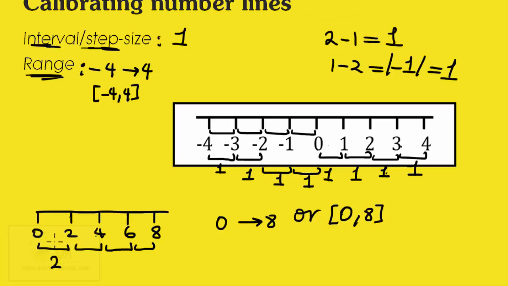2 minus 0 is 2. The magnitude of 2 is 2. 4 minus 2 is 2. The magnitude of 2 is 2. 6 minus 4 is 2. The magnitude of 2 is 2. 8 minus 6 is 2. The magnitude of 2 is 2. So the interval or step size for this number line is 2.